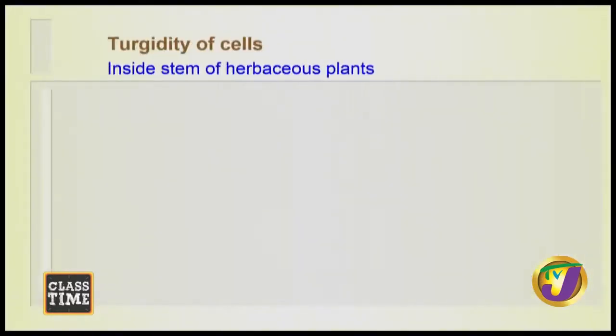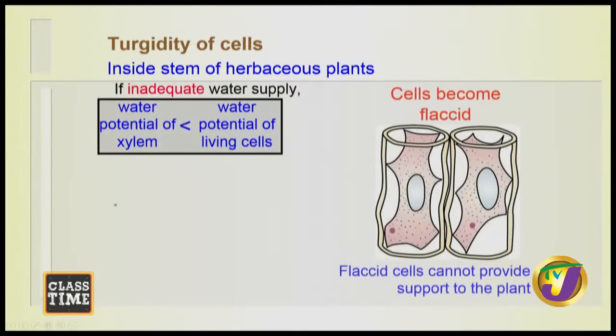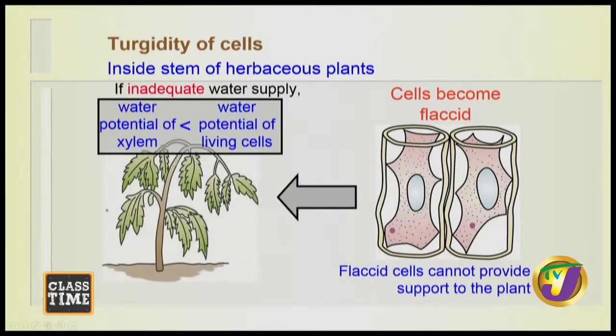But as I said, this is not permanent, because if not much water is in the soil, then what happens is that water is going to move out of the cells in the plant, right, into the xylem, and that will result in the cells becoming flaccid. Right? So the cell is going to lose osmotic pressure, and so it will not be firm as it should, and so the plant will lose some form of support. And this is in herbaceous plants, non-woody plants.